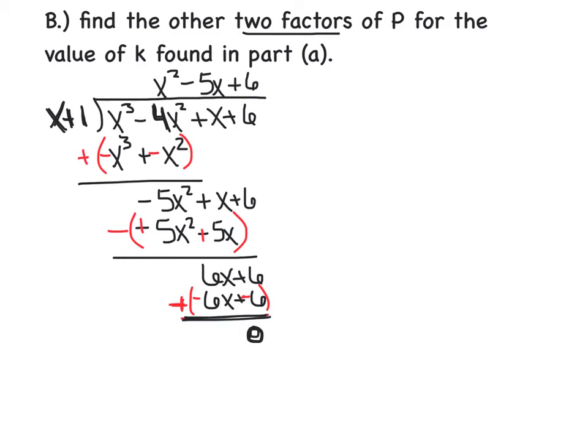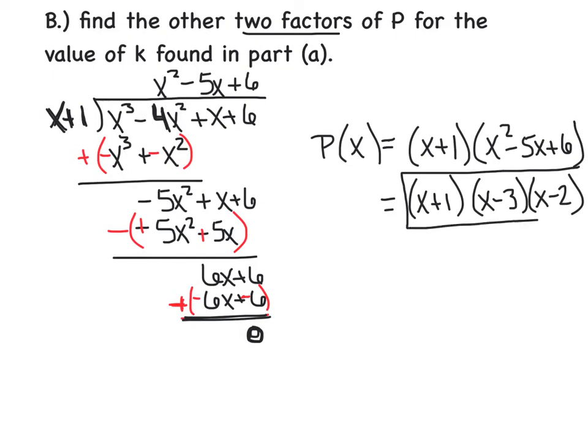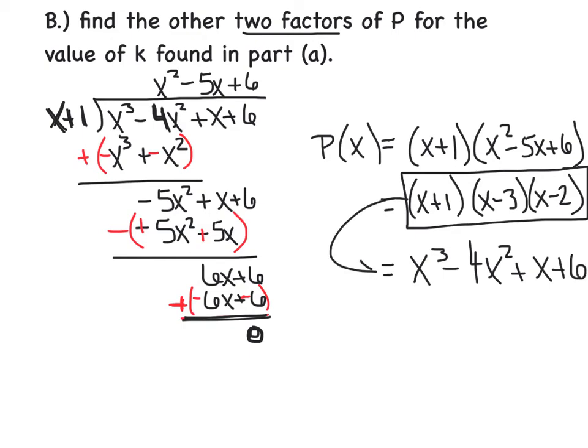So here's what we're saying. We're saying that p of x is really equal to x plus 1 times x squared minus 5x plus 6, which can be factored. Notice how the x squared minus 5x plus 6 can be factored into the product of two binomials, and it works out really nice, so it's x minus 3 and x minus 2. And if we had time, we could go through our distributive property and multiply all three together to verify that it does indeed equal x cubed minus 4x squared plus x plus 6. And again, the key word here is that these are what? Equivalent.